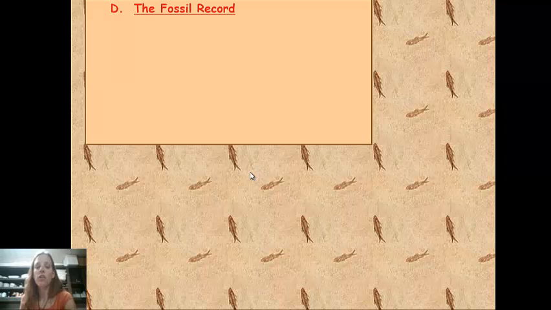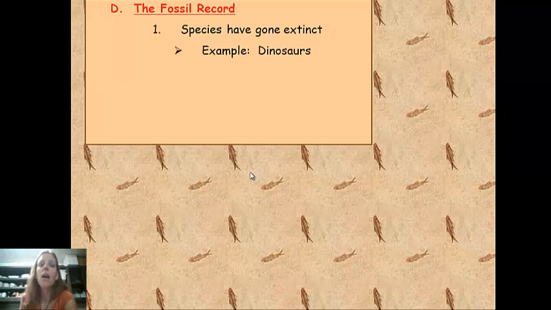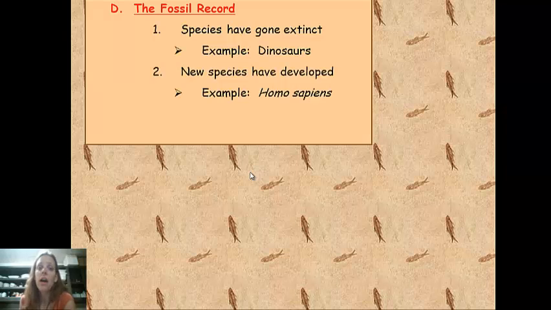The fossil record is also evidence for evolution. So species that have gone extinct, such as the dinosaurs, and new species that have developed, such as Homo sapiens, modern humans. This is evidence that life has changed on Earth, that evolution has happened. So not only is this telling us that there were once species living here that are no longer here, and that modern humans have not been around as long as the Earth has been, what it also can tell us is how a species itself changes over time.